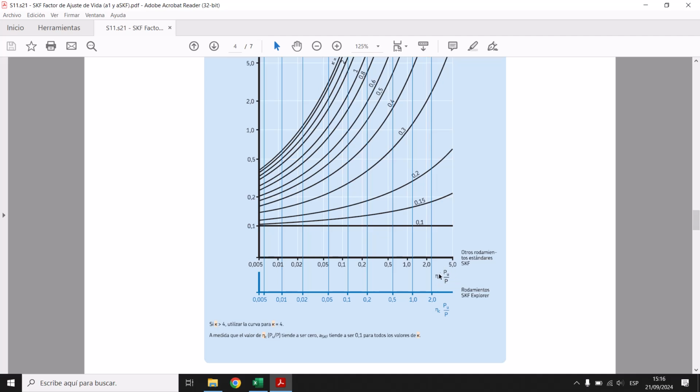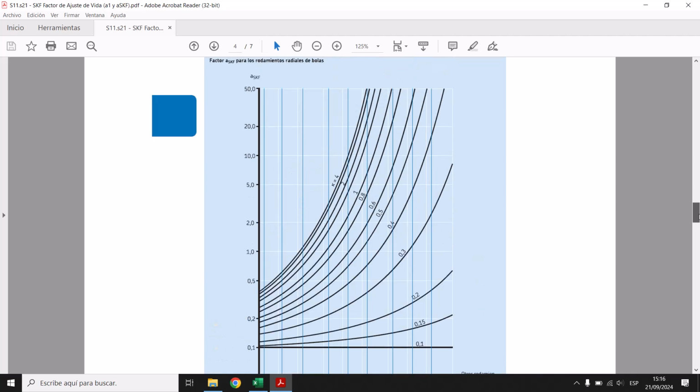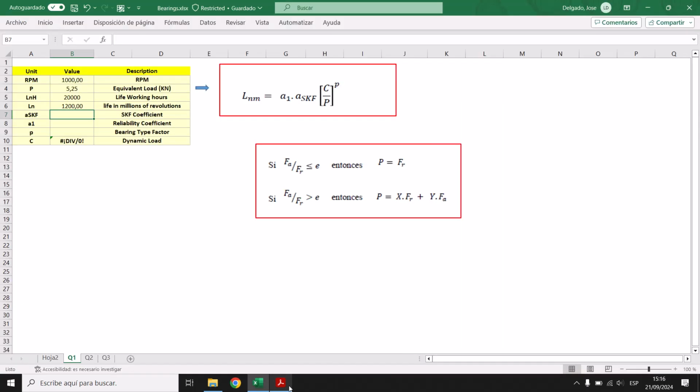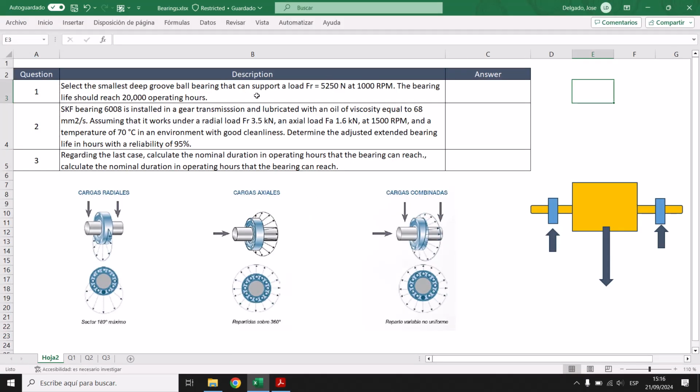This is something that we're gonna see in the second example. In this case, as you can see, K is something different, and you should match a vertical line and then a horizontal line to know the approximate SKF coefficient. Something you have to know, as you can see in the equation, is the nominal bearing.